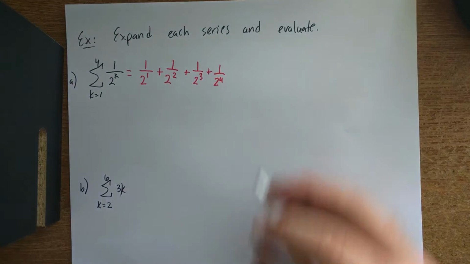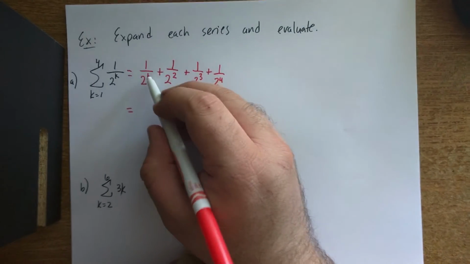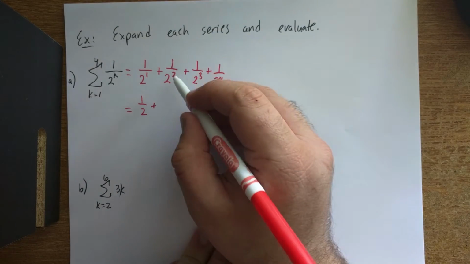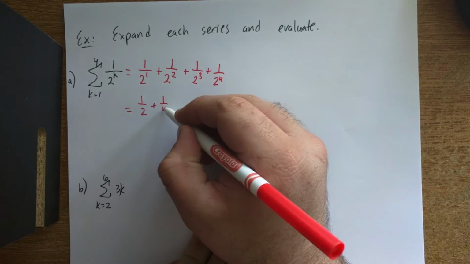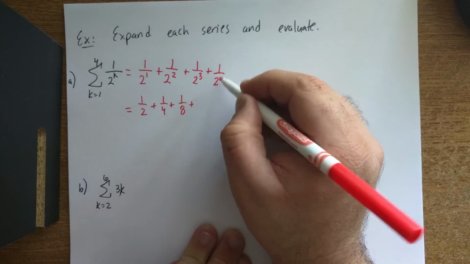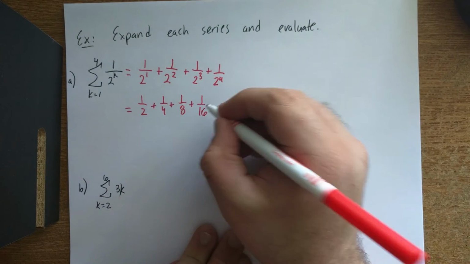Okay, so we know how to do powers. 2 to the power of 1 is 2. So this becomes 1/2. 1 over 2 squared is 1 over 4, because 2 squared is 4. This becomes 1 over 8. And this becomes 1 over 16, because 2 to the power of 4 is 2 times 2 times 2 times 2.